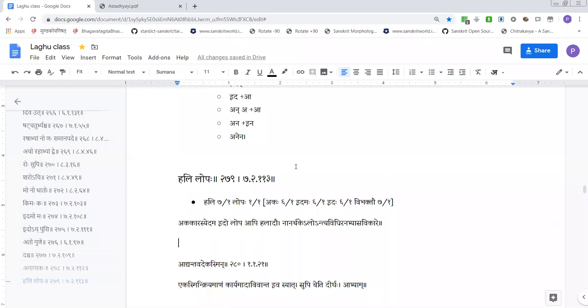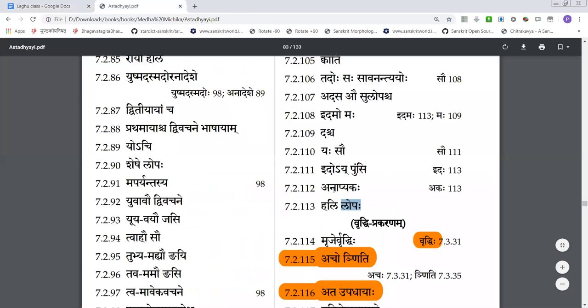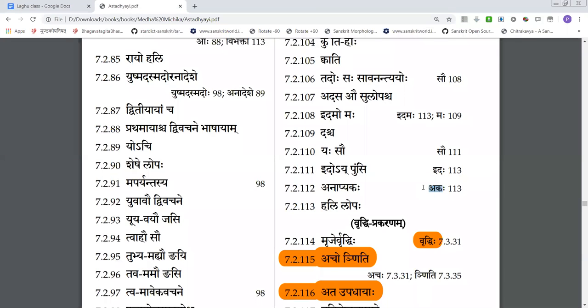Api haladau, so api is also there. Where is api coming from? The earlier sutra, anapi. So here only akaha is given. Api should also be there. Do you have a book where it says api? In your book, does it say api? Anuvritti, is it marked 113?